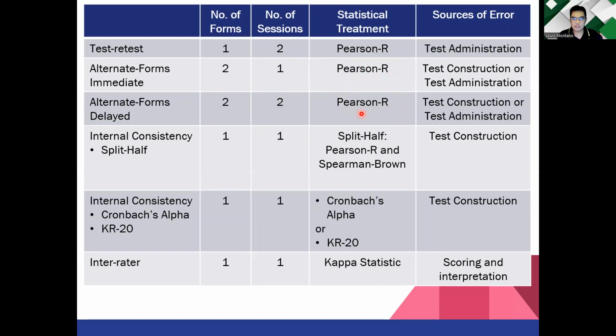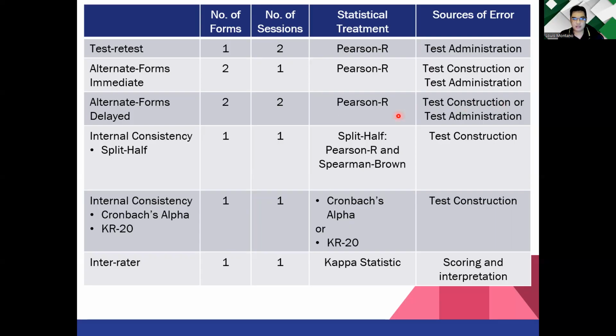Okay? The sources of error, pwedeng test administration. Okay? Kunyari, baka naiba yung approach mo in the second administration of the test, katulad dun sa test-retest, and also test construction. What if the coverage of the second set is not the same with the coverage of the first set? Okay, what if the second set is identification while the first one is multiple choices?